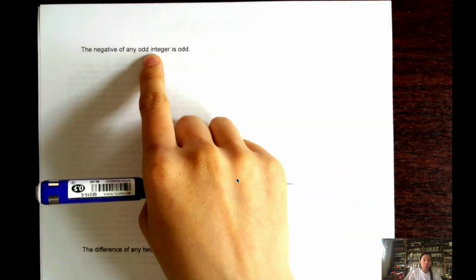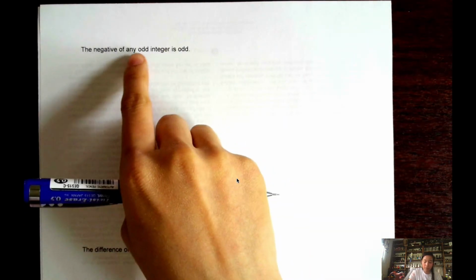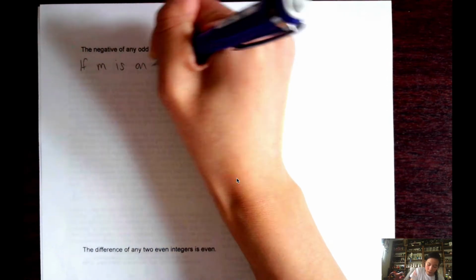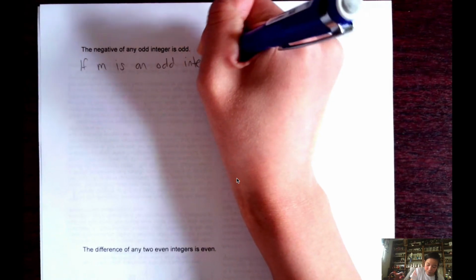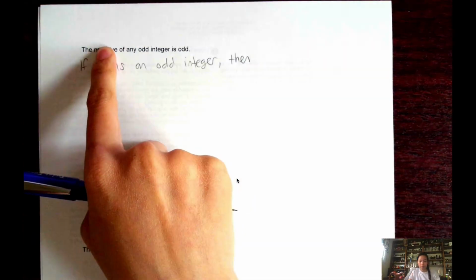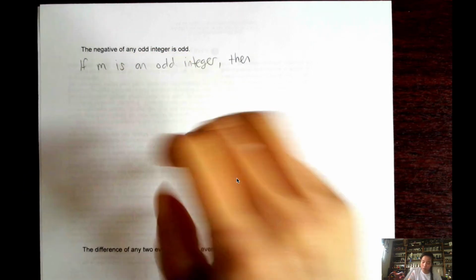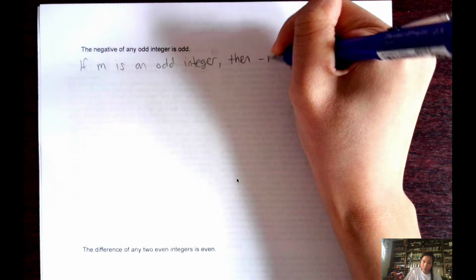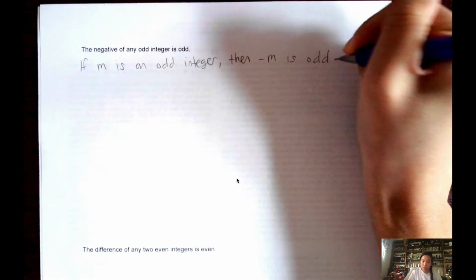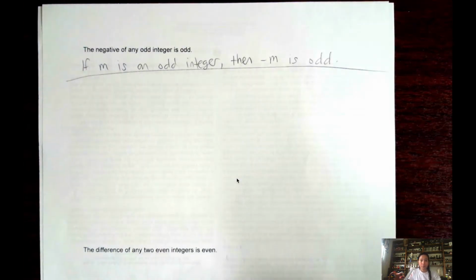So here we're dealing with one variable because it just says any odd integer. So you could say, if m is an odd integer, then the negative of m is odd. Now we can start writing our proof.